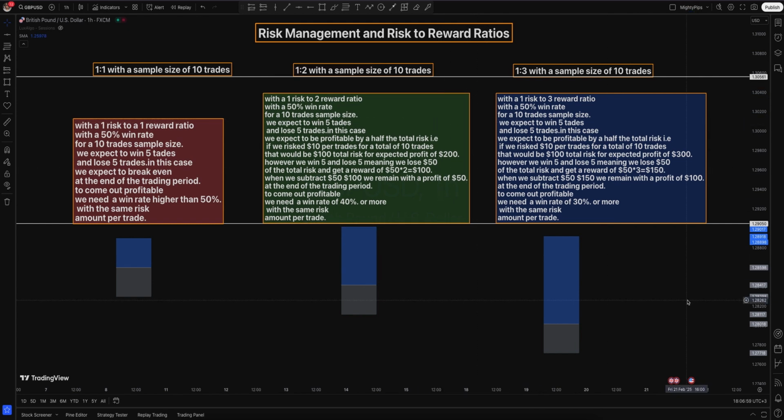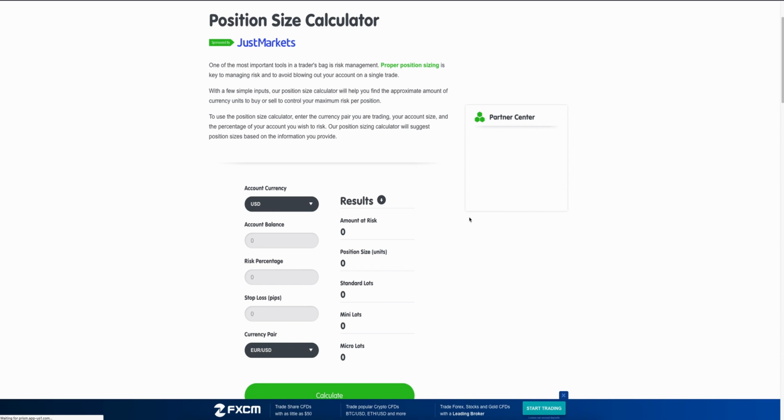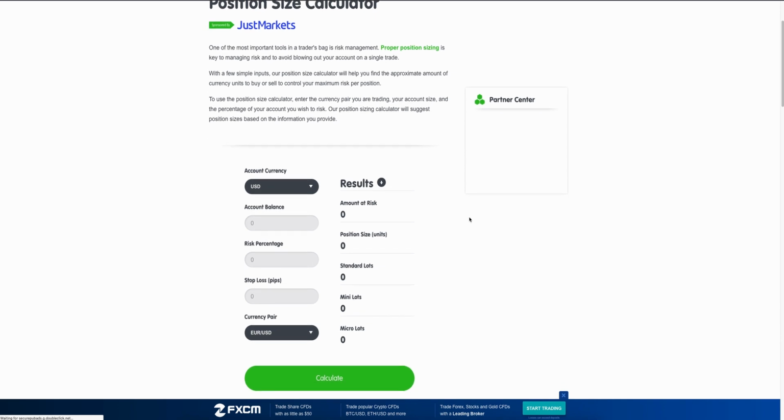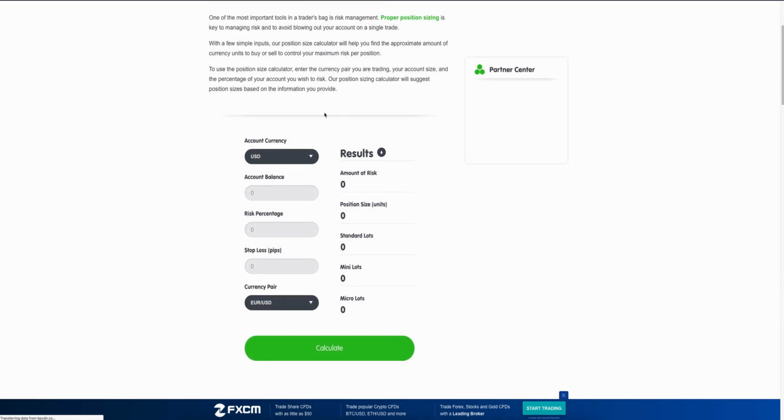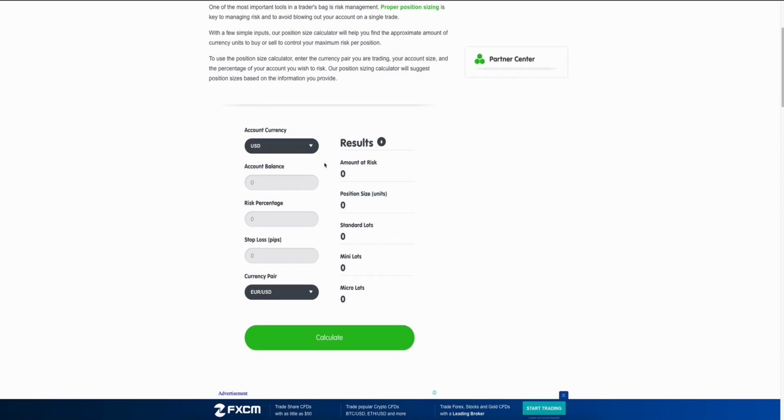Now, what about the lot sizing, you may ask? Don't ever worry about lot sizing. Never worry about lot sizing. The only thing you need to worry about is how much percentage risk you are taking for your account. For example, here I'm on babypips.com/tool/position size calculator. This is all you need to know what lot size you are going to use per trade. What you do here is just input the currency in which your account is.